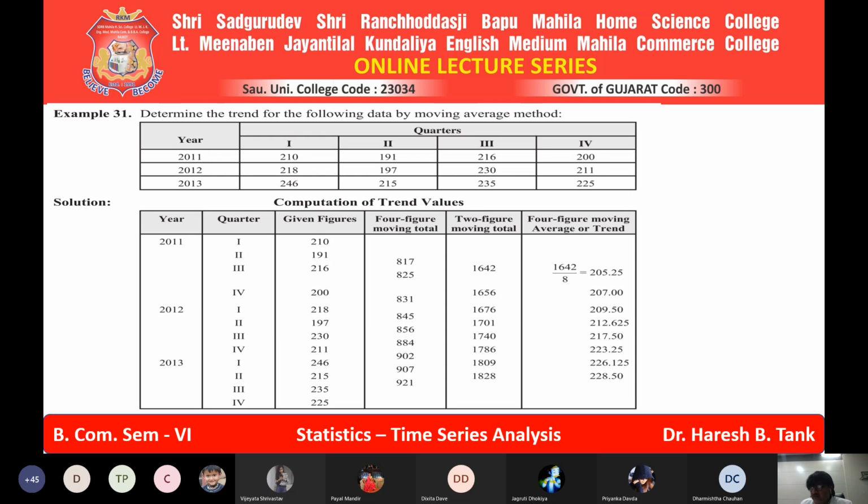To make the centering process, again you have to make a bunch of 2. So 817 and 825 make a sum of 1642, and it should be written in between these two entries, exactly opposite to the third quarter of 2011. Do the same process till the end.